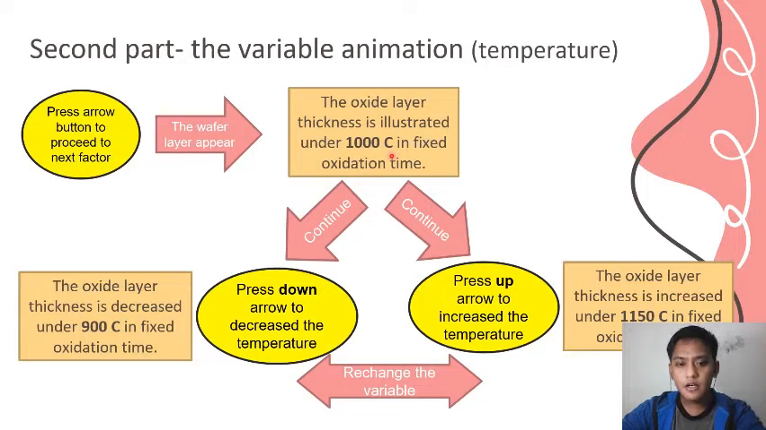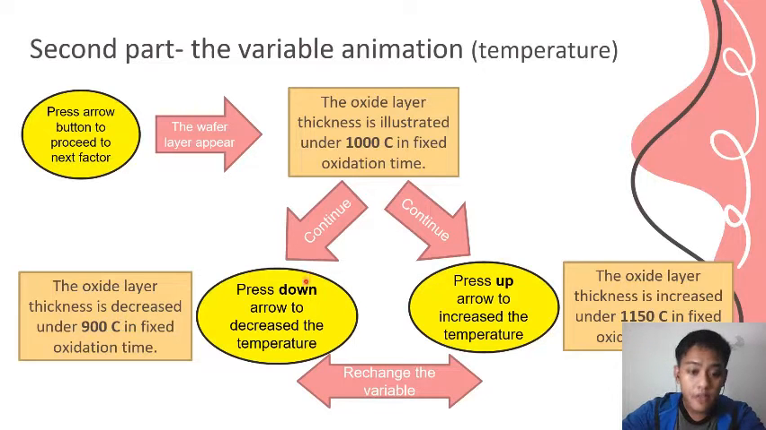So in this variable, to change the variable, you must press either the up arrow or the down arrow. Up arrow to increase the temperature, down arrow to decrease the temperature. For example, when you press the up arrow, you can witness that the oxide layer thickness is increased under 1150 degrees Celsius in fixed oxidation time.